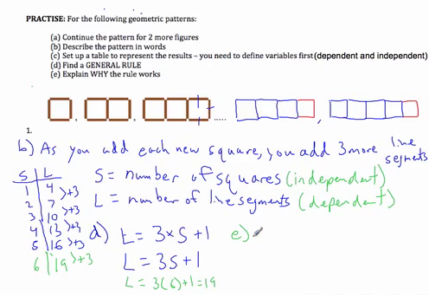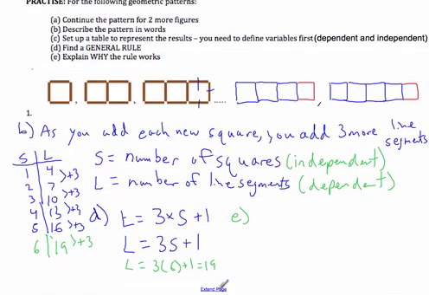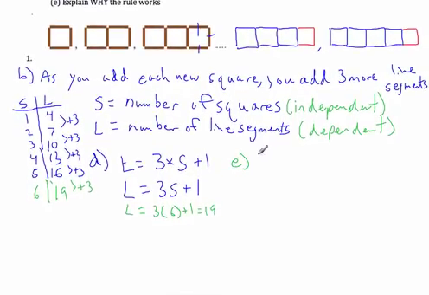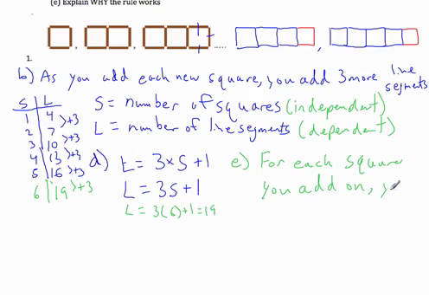And that part, we need to talk about the geometry that's going on here. We could say, let's see, I don't have much room. Let's make a little bit more room. So you can say for each square you add on, you use 3 more line segments. Okay, in other words, you're using 3 line segments per square. That's why it's 3 times s.